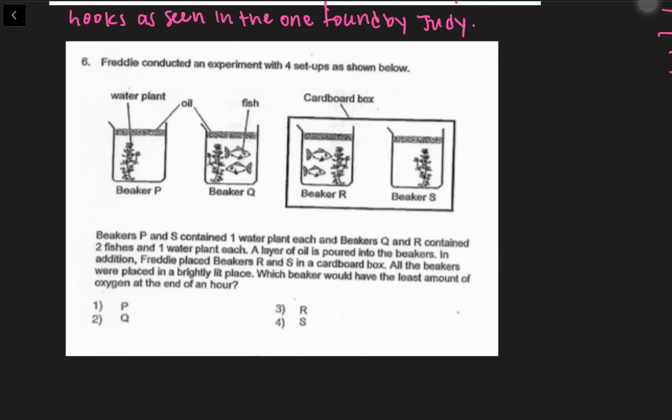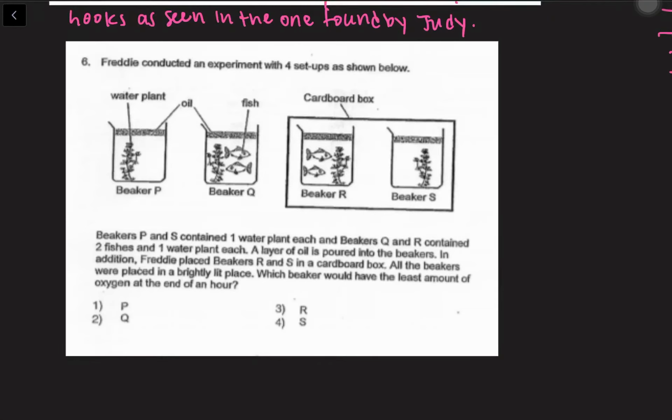Freddy conducted an experiment with 4 setups as shown below. Beakers P and S contain 1 water plant each, and beakers Q and R contain 2 fishes and 1 water plant each. A layer of oil is poured into the beaker. In addition, Freddy placed beakers R and S in a cardboard box. All the beakers were placed in a brightly lit place. Which beaker would have the least amount of oxygen at the end of the hour?